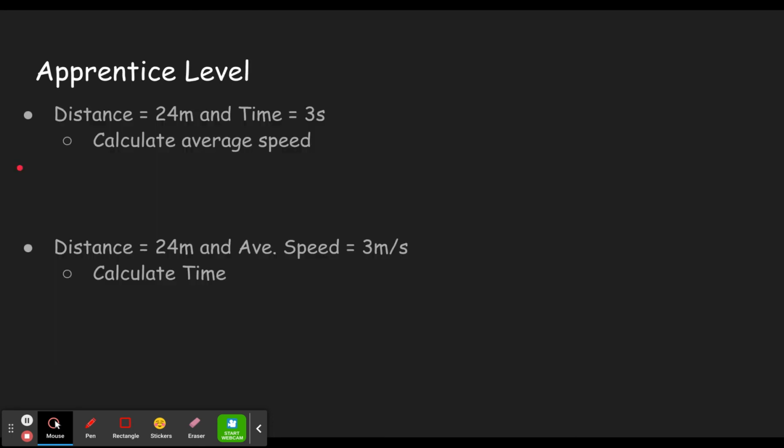First, here in the apprentice level, we can see this is what the problems are going to look like. It's actually a matching, but if you can calculate these things, you can find the one that matches with them. So one tile will say something like distance is 24 meters and time equals 3 seconds. Not exactly a word problem, it just gives you d equals 24 meters and t equals 3 seconds.